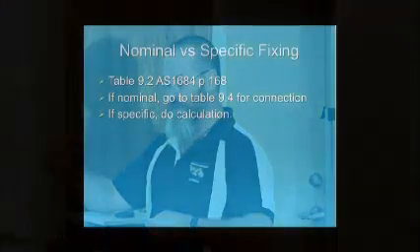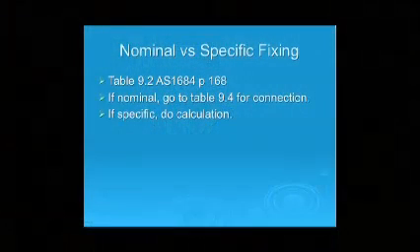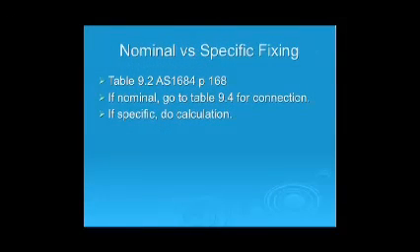What you do to do that is a special chart we go to, and nominal fixings is quite simple. If it is a nominal fixing, that means there's really no load there, no uplift load. So all we do is go to a specific set of tables and just grab a connection from there, which I'll deal with in a minute. If it's specific fixings, then you need to go and do an actual calculation for that connection and work it out.